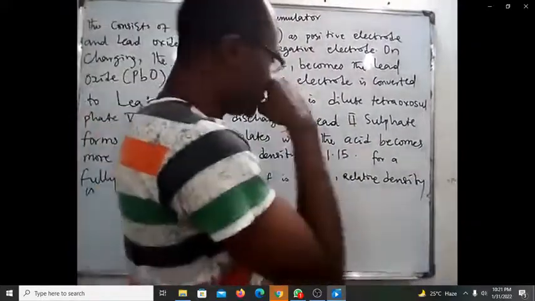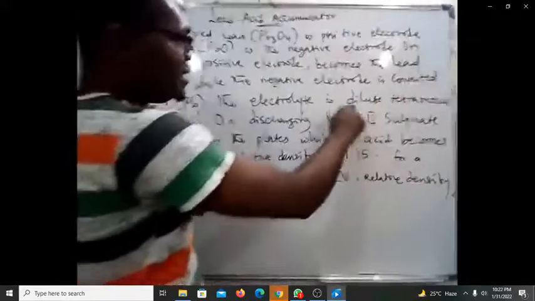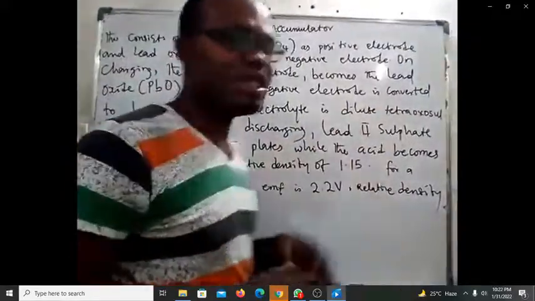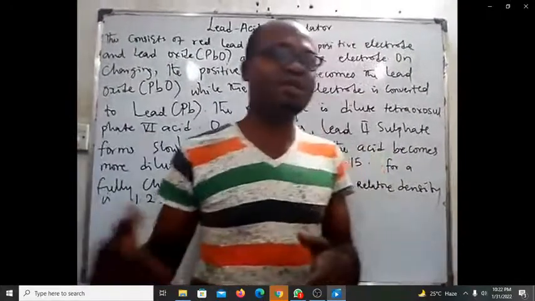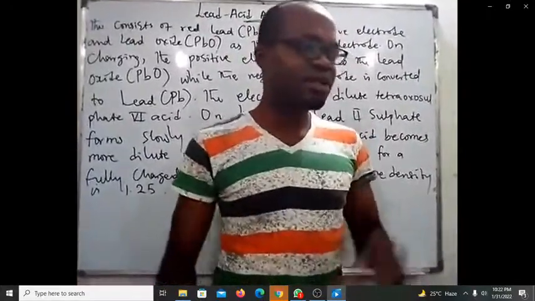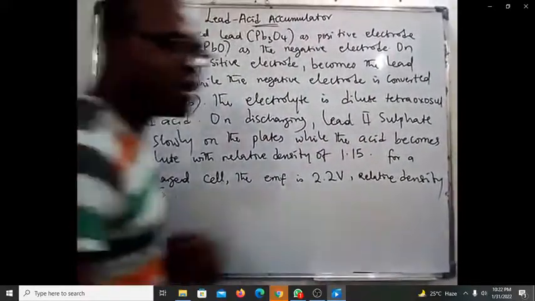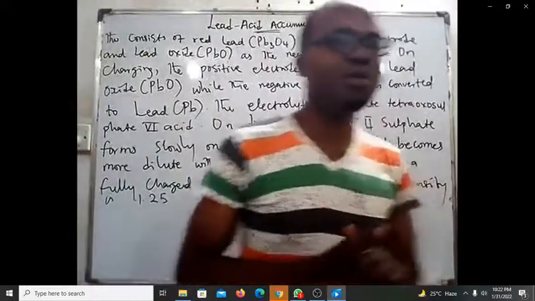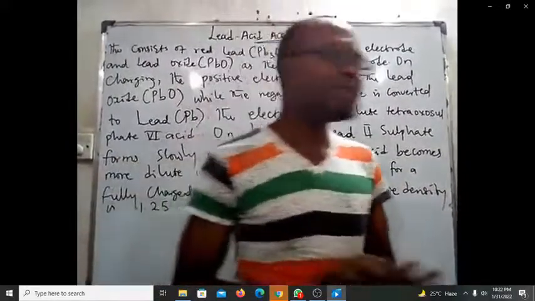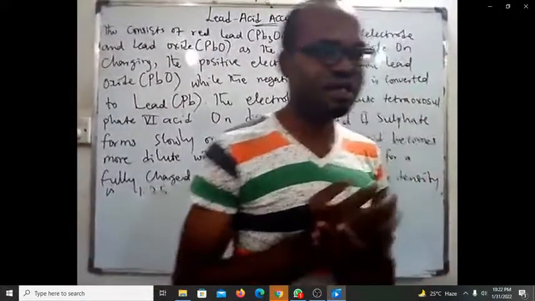So when you continue using your battery, when it's discharging, the acid, the electrolyte will become more dilute. That's why they say if you want to go and recharge your battery, when you take it to the mechanic, they say let's change the acid, because they want to put an acid that has the right relative density of what? 1.25, so that it can be working normally. Exactly. So lead acid accumulator, very, very important. It is the kind of battery that we use in cars.